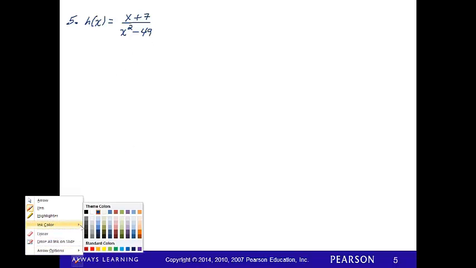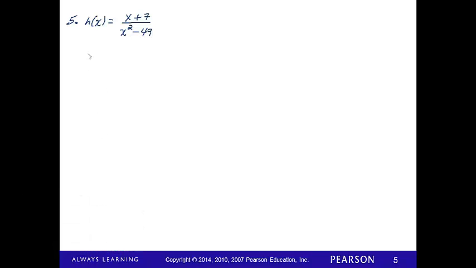Alright, number 5. So we have h of x equals x plus 7 divided by x squared minus 49. Okay, since we are finding the domain, we're going to do the same thing we did before. So the first thing you want to do is set your denominator not equal to 0. So x squared minus 49 does not equal 0. And then you want to solve for x. So x squared does not equal 49.